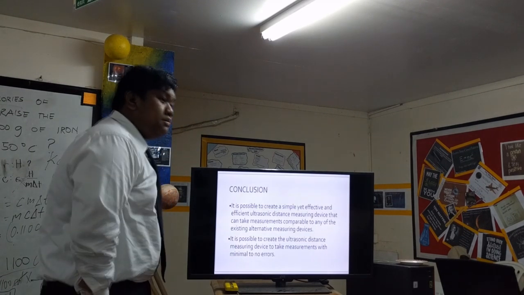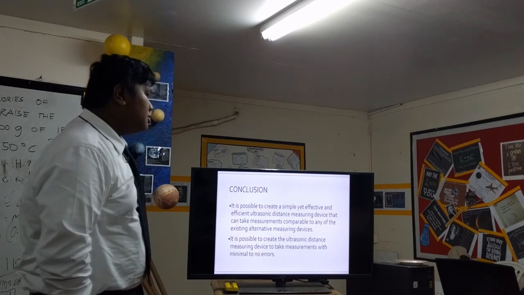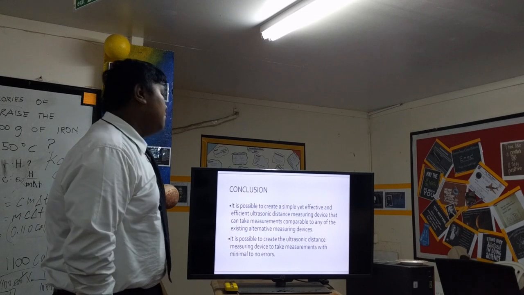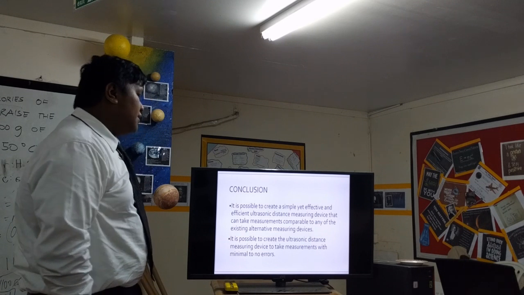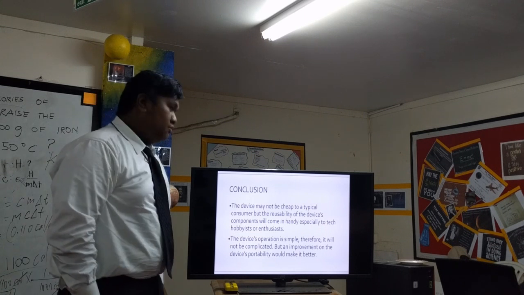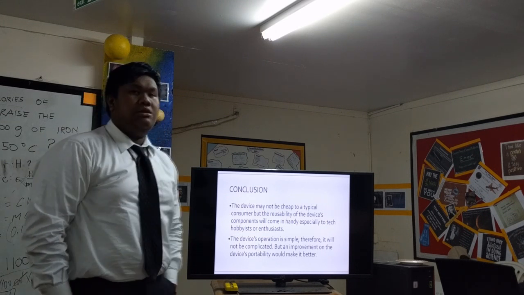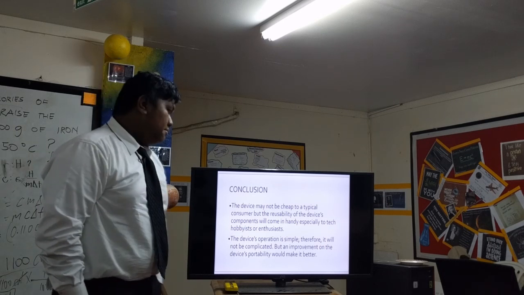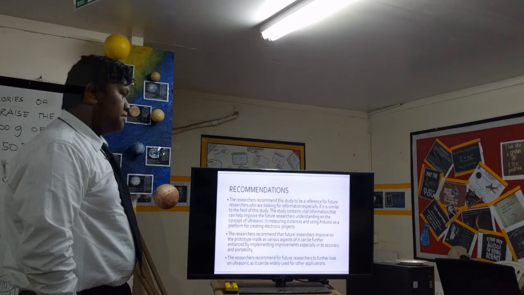Conclusion. Thank you to Dr. JG. So in conclusion, it is possible to create a simple yet effective and efficient ultrasonic distance measuring device that can take measurements comparable to any of the existing alternative measuring devices. It is possible to create the ultrasonic distance measuring device to take measurements with minimal to no errors. The device may not be cheap to a typical consumer, but the usability of the device's components will come in handy, especially to tech hobbyists or enthusiasts. The device's operation is simple, therefore it will not be complicated, but an improvement on the device's portability would make it better.